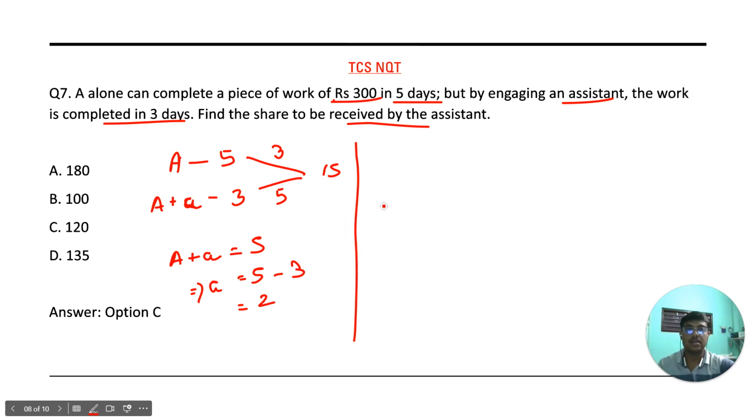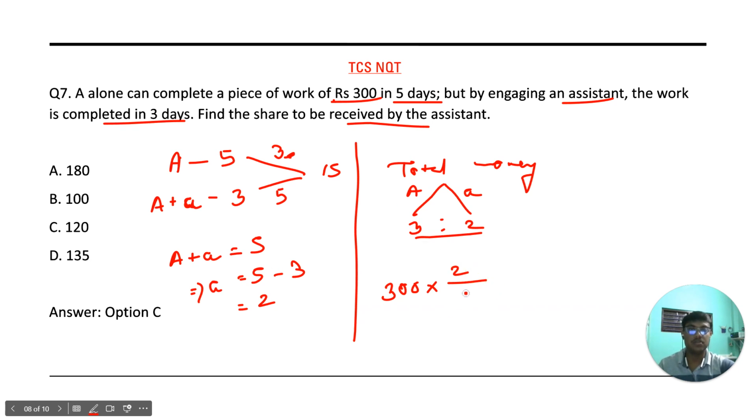So we know that the total money is divided according to the ratio of the efficiencies. So here for A efficiency is 3, for the assistant efficiency is 2. So money would be divided in the ratio 3 is to 2. Therefore, the total amount is 300.